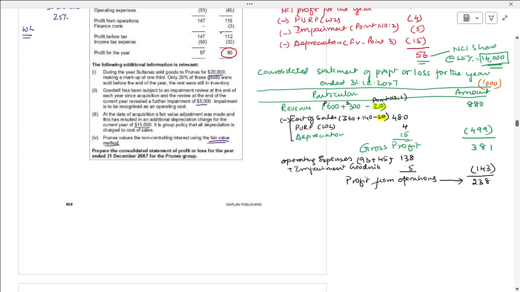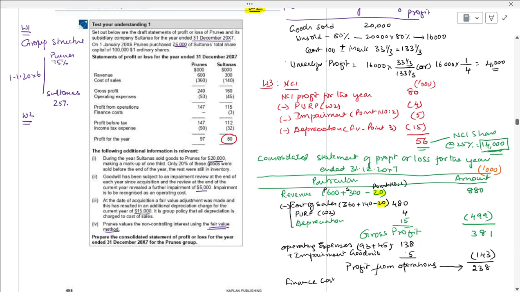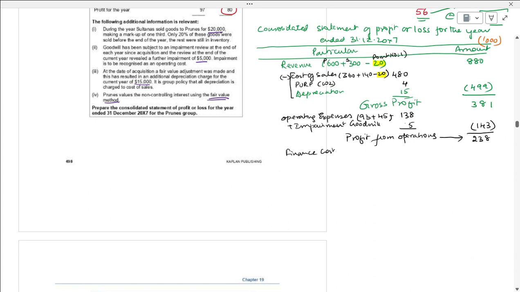Next, finance cost. How much is the finance cost? Only 3. There is nothing for the parent company, only the subsidiary company. I will write 0 plus 3, which is 3. So 235. This is profit before tax.